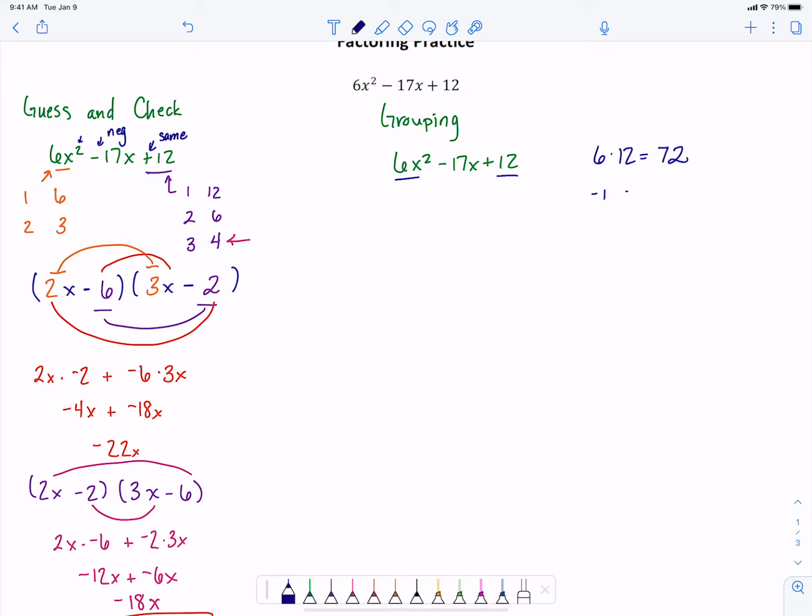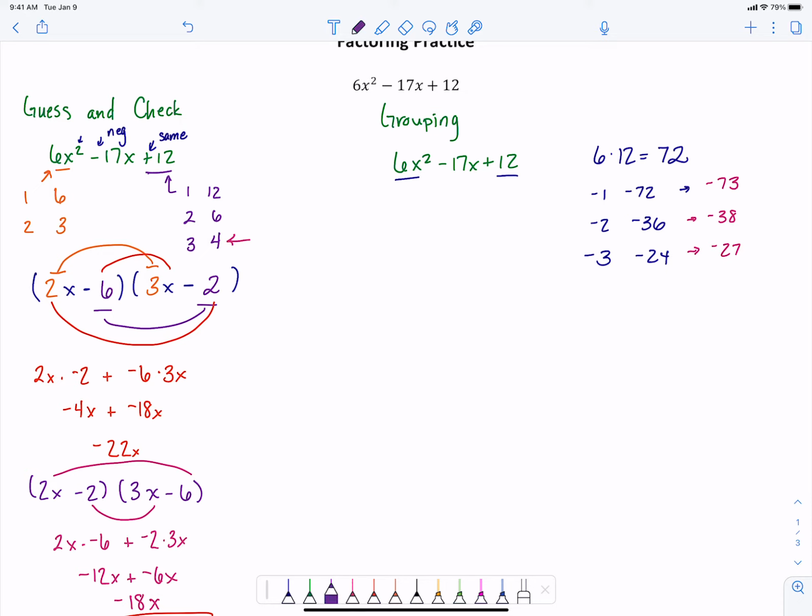So we can have -1 and -72, -2 and -36, -3 and -27. And I kind of also add these as I go to see what I get, because we're trying to figure out which ones would add to be 17. So this is -73. This is -38. Sorry if you can hear my cats going crazy in the background. This is -27. So we're getting there. We're going to keep going.